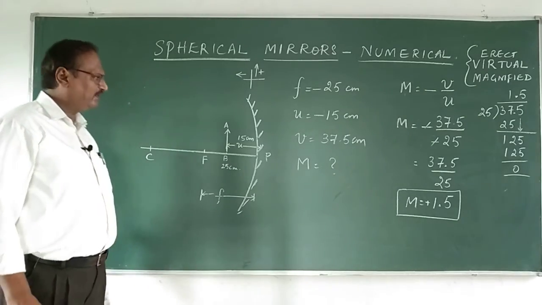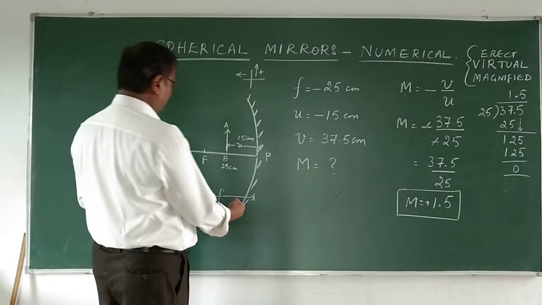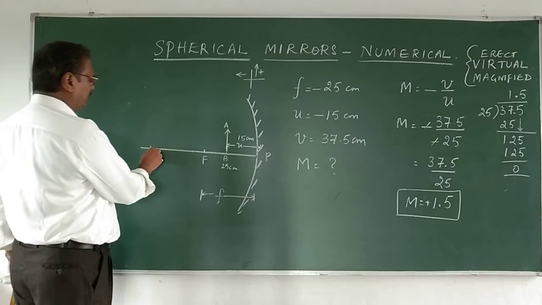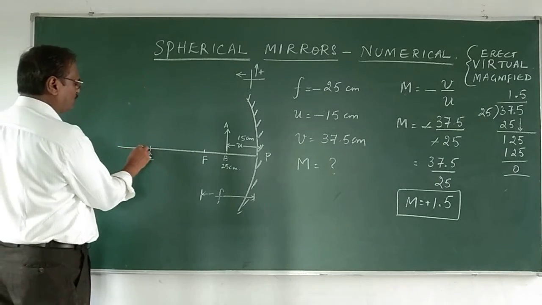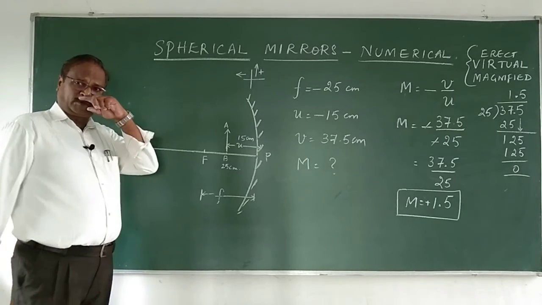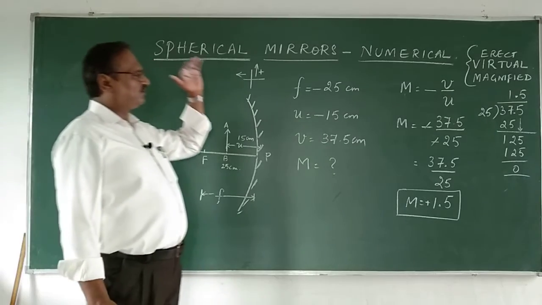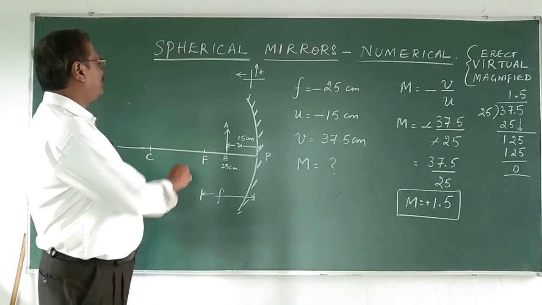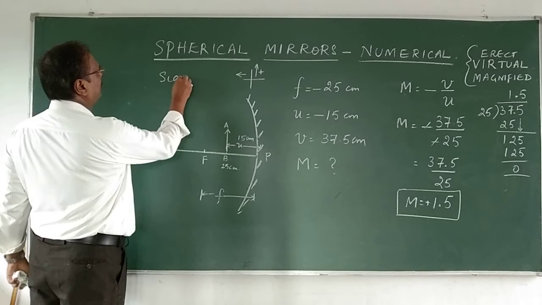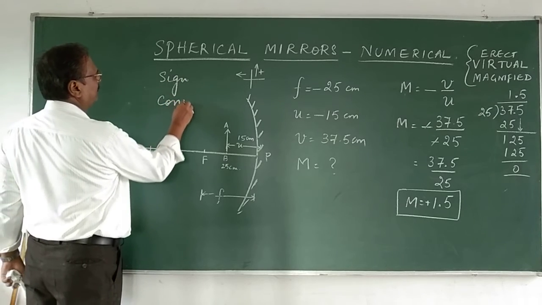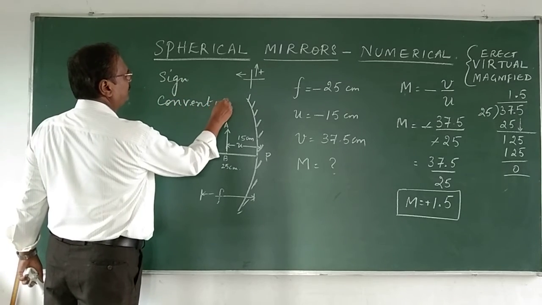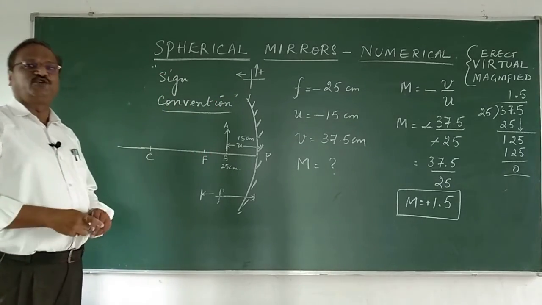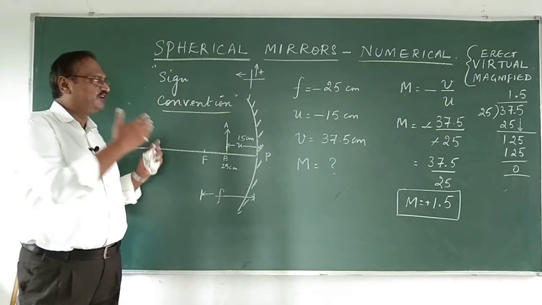In the similar way, we can keep the object anywhere. You can keep the object between F and C, or you can keep it at C, you can keep beyond C. Anywhere you want to keep it, you keep it, and you use the formula, and also you use the sign convention. Remember the sign convention? This sign convention is based on Cartesian coordinate system, which is nothing but your graph sheet. How you use it in your graph sheet, the same way you have to do it.